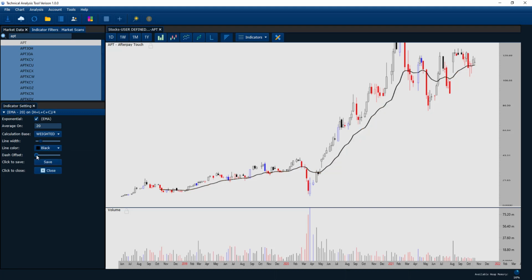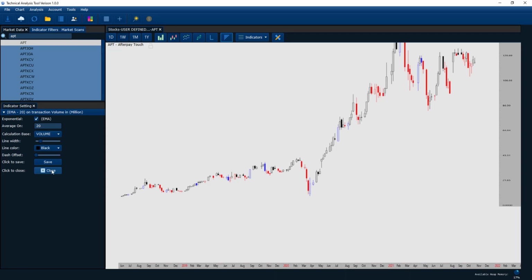Now the last one is the dash offset. Dash offset is where you can change the line draw in the dashed offset. Then you can see this dashed line or solid line. The last one is the volume. Let's turn this one on and off.